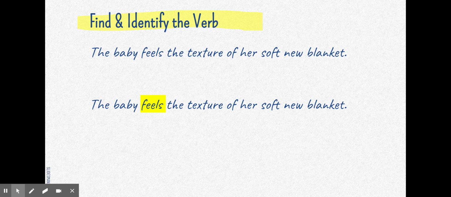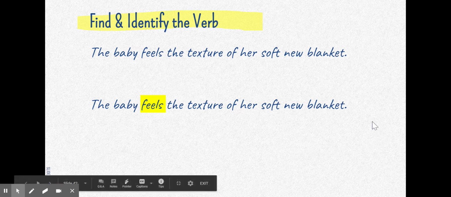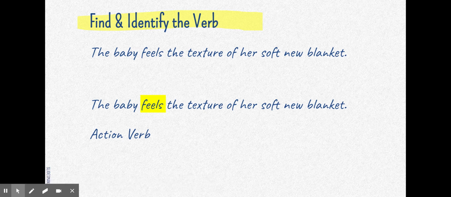So how do you tell which one it is? It's action if the baby is physically doing the action of touching and feeling something. It's linking if feels is just used to describe something about the baby. So what do you think? Action or linking? It's action. The baby is actually touching the blanket. And that's how we know that this is an action verb.